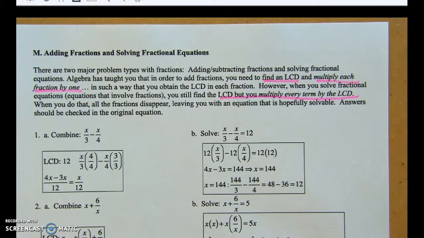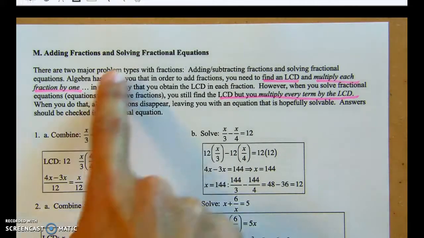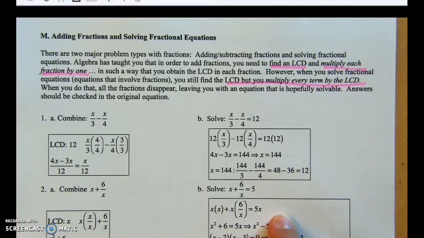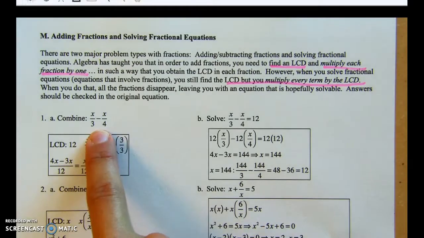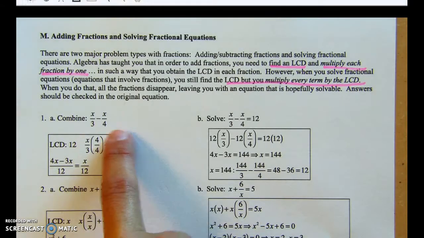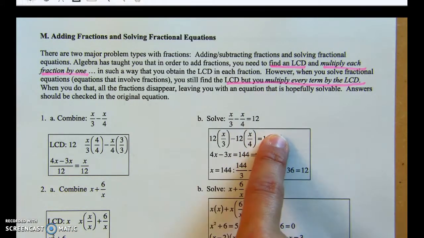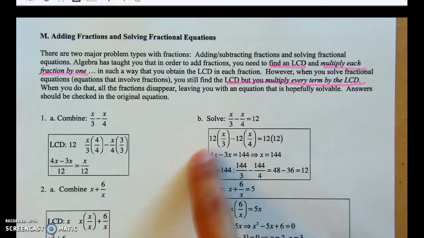Right, this is going to be notes on Lesson M, adding and solving fractional equations. Now, the reason students get this a little mixed up is because when you add two fractions together, you want to find a common denominator, and then the answer has that common denominator. But when you see the word solve, you want to get rid of the denominators. So you're multiplying everything to cancel them.